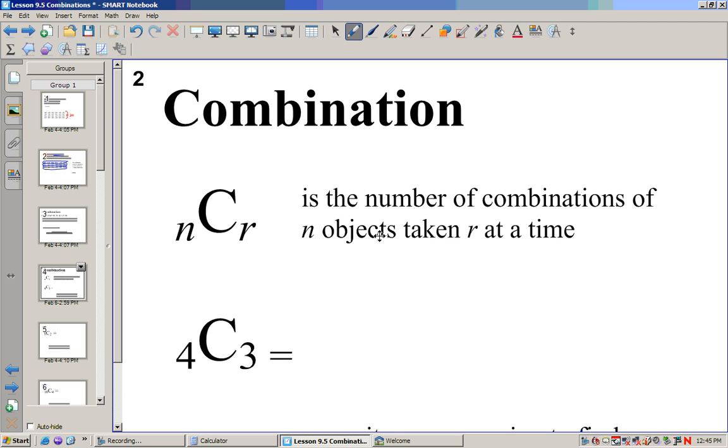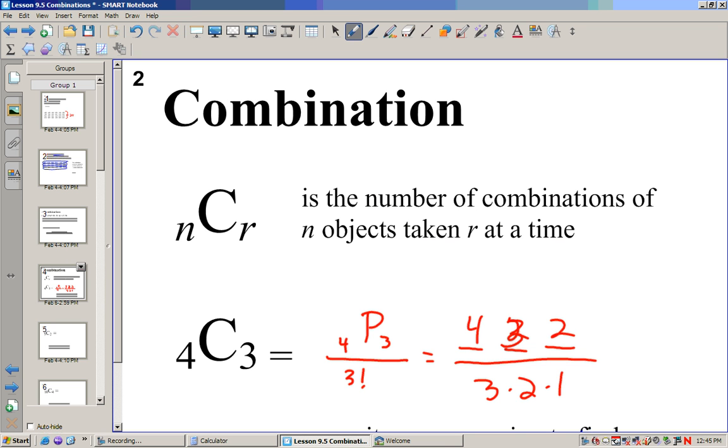So let's do some examples. So 4 choose 3. Well, what we could do is 4p3 and divide it by how many ways I can permutate 3 things, which would be 3 factorial. 4p3, I have 3 things. There's 4 ways I can choose the first, 3 ways I can choose the second, 2 ways I can choose the third, and divide that by 3 factorial, which is 3 times 2 times 1. So these all cancel out. 4 choose 3 will be 4.